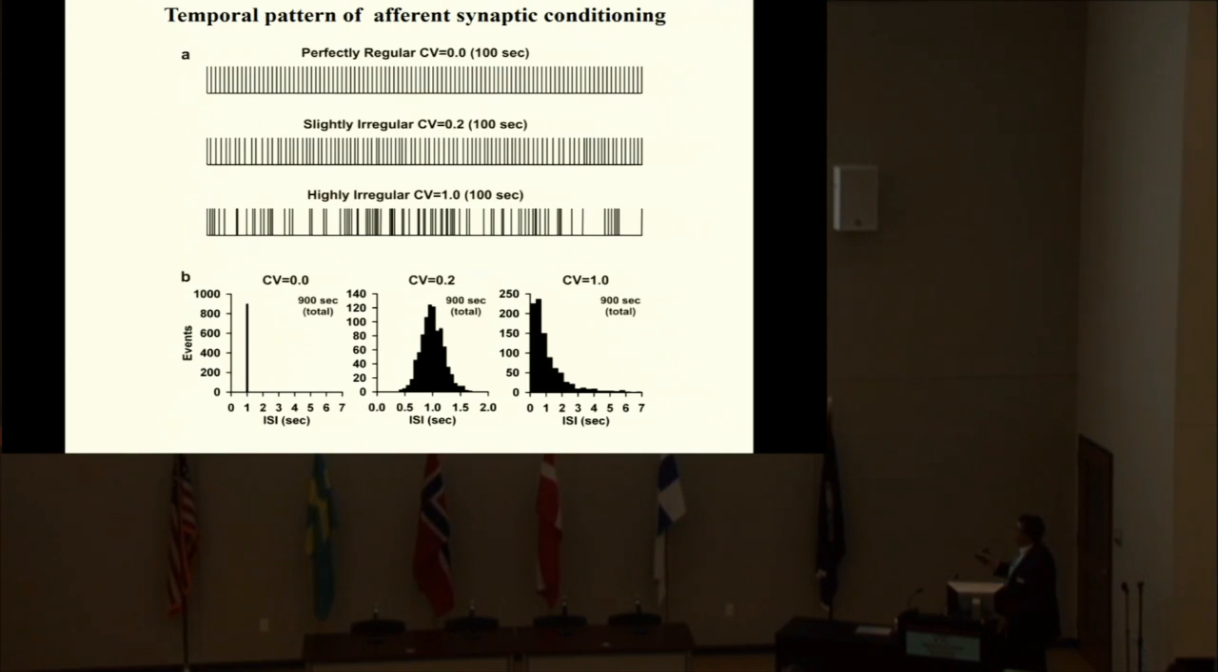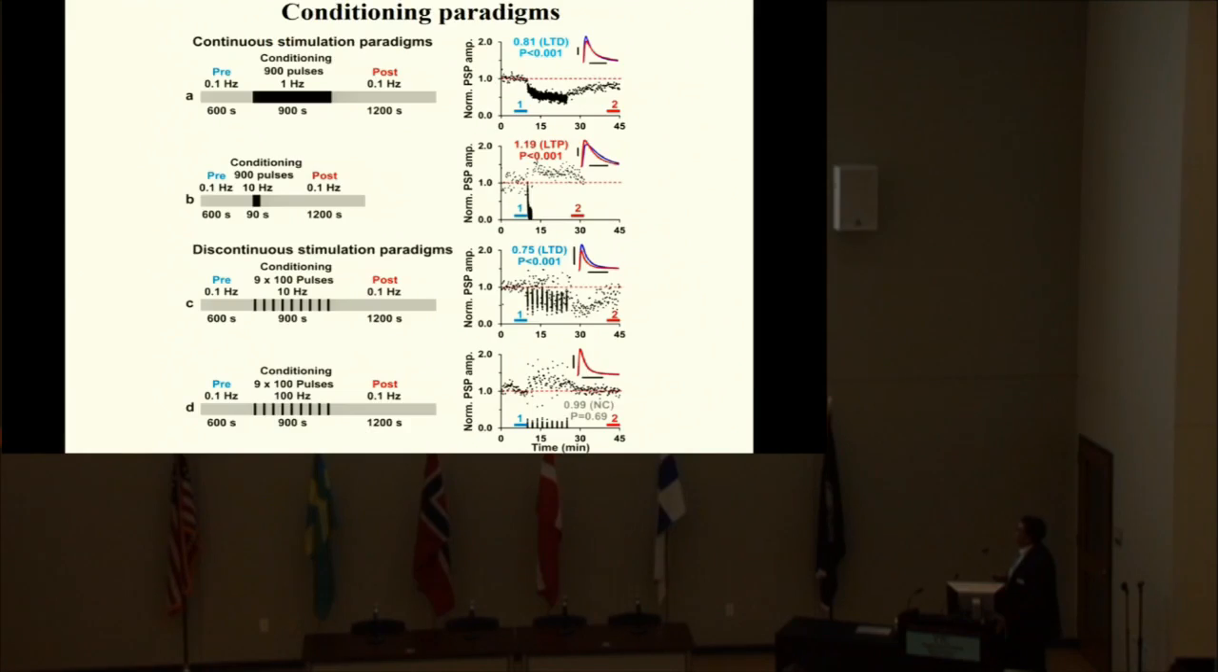And this is just an example, if you plot for the different coefficients of variation from 0 to 1.0, what the interstimulus intervals look like. Perfectly regular, they're all the same. Highly irregular, approaching a Poisson type distribution. And so this just shows the protocol. We collect baseline recording from cells at a low frequency, 0.1 hertz. We then do the conditioning at some frequency and some pattern, and then we collect the post-conditioning recordings.